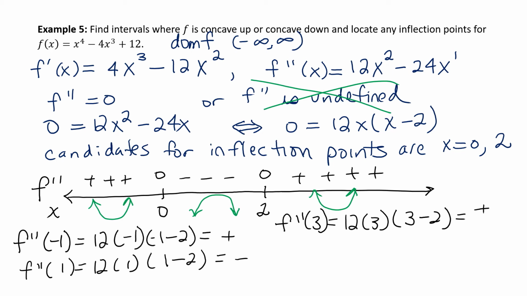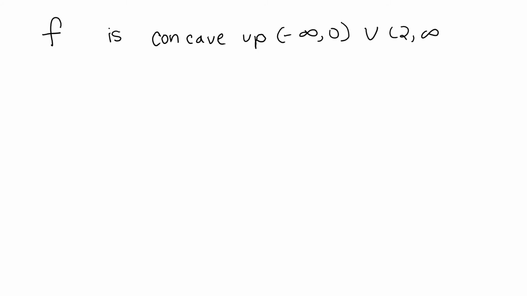So let's answer the question. F, the function, not the second derivative, not the first derivative, but the function f is concave up from -infinity to 0, and again from 2 to positive infinity, and f is concave down in between. That would be from 0 to 2.